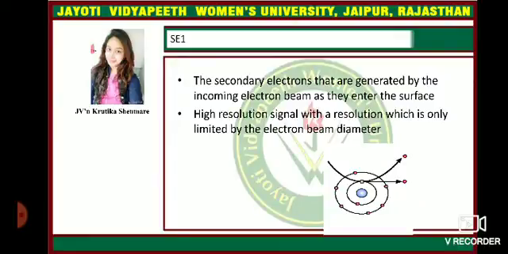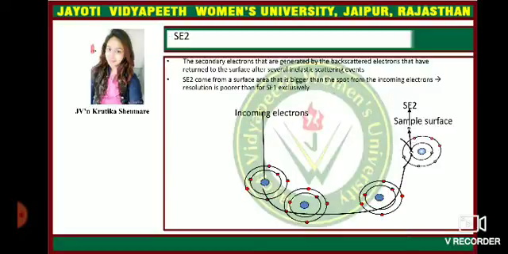The secondary electron 1 are generated by the incoming electron beam as they enter the surface. This is a high resolution signal with a beam which is only limited by the electron beam diameter. The secondary electrons that are generated by the backscattered electrons that have returned to the surface after several inelastic scattering events are secondary electron 2. They come from a surface area that is bigger than the spot of the incoming electrons. That is, resolution is poorer than with secondary electron 1 exclusively.